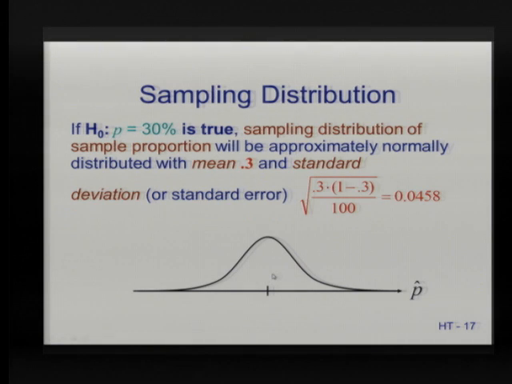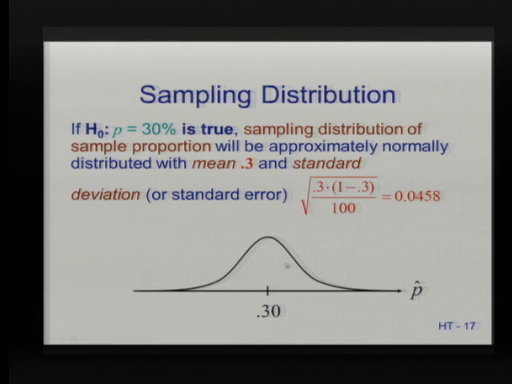Well, this is how we do it. We first assume the null hypothesis is true. If the null hypothesis is true, the sample proportion has a sampling distribution that has a mean of 30%, right? Because if the null hypothesis is true, the population proportion is 30%. Okay. We had a sample of 100. That's a relatively large random sample. So the sample proportion should be approximately normally distributed, with a mean that's the same as the population proportion, right?